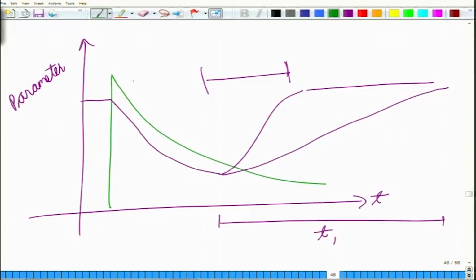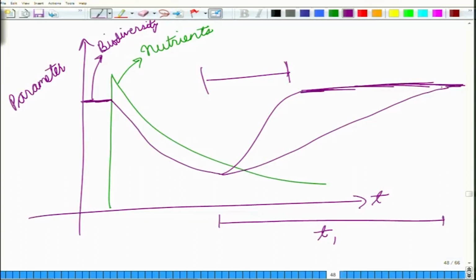and you gave it the nutrient spike. So, this is the level of nutrients, and the purple one is the level of biodiversity. Now, because this community is resilient, the initial level of biodiversity and the final level of biodiversity are the same. But then elasticity asks the question: does it take this longer period of time T1, or does it come back very quickly, which is T2?